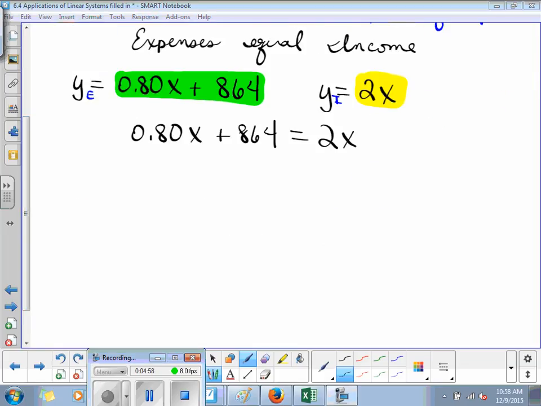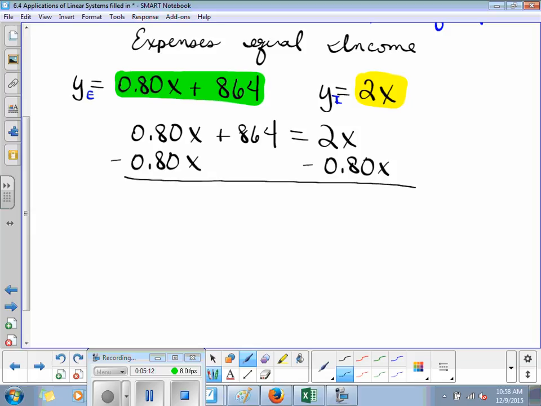So first thing we want to do is put our like terms together. So we're going to subtract 0.80x on this side minus 0.80x on that side. We'll end up with, this cancels on this side, right? So we get 864 is equal to 1.2x. Then we'll divide by 1.2 on both sides. And x is equal to what?